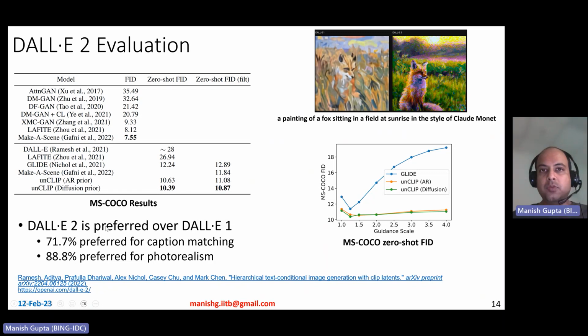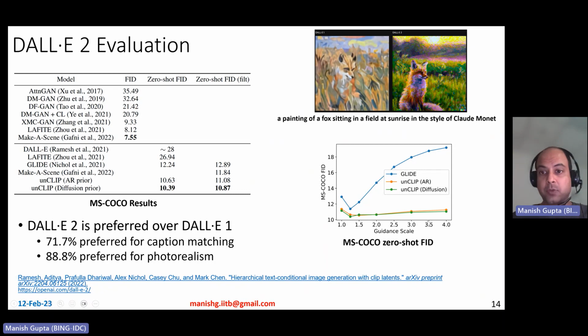In a separate study, DALL-E 2 was preferred over DALL-E 1 71.7% of the times for caption matching and 88.8% of the times for photorealism. Here is an example showing a painting of a fox sitting in a field at sunrise in the style of Claude Monet, and you can yourself visualize how nicely DALL-E 2 creates much better pictures compared to DALL-E 1, much crisper ones as well. This plot also shows how, with increasing guidance scale, the MS COCO FID scores increase quite a lot for GLIDE compared to the unCLIP model, therefore showing that unCLIP models are better.